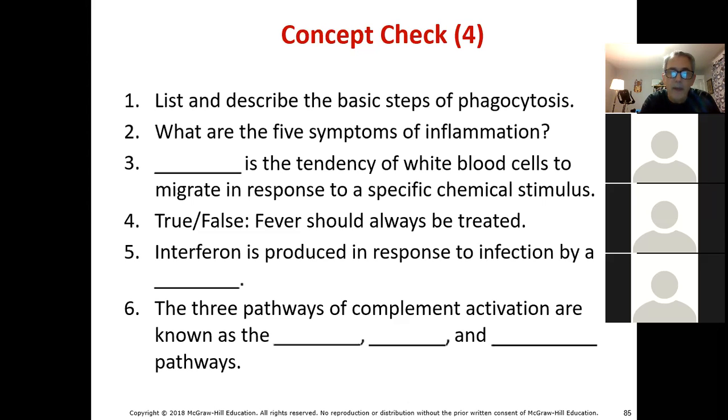The three pathways of complement activation: the classical pathway starts with the C1 complement binding to antibody. There's the lectin pathway, which involves detecting the presence of sugars on bacteria. The alternate pathway can be activated by things like gram-negative bacteria and the fungal cell wall. The alternate pathway also involves a series of factors to activate the complement, and it's the slowest of the three reactions.